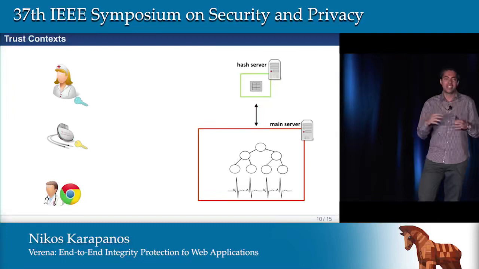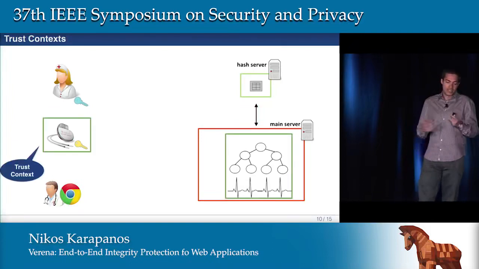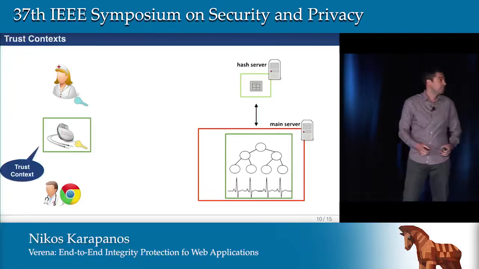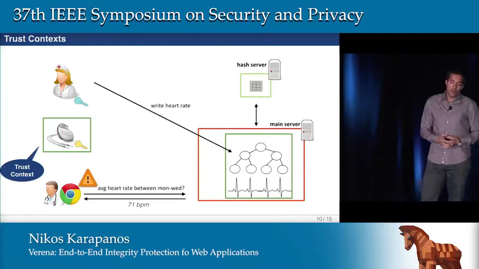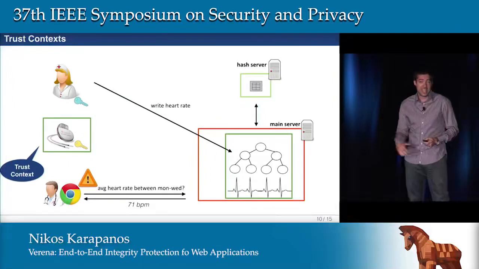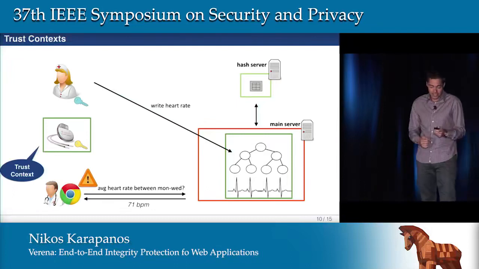It's a group of entities that are allowed to manipulate the data that affect some query that we want to run. So in our case, it's clear that the trust context for this data, for this heart rate of this patient, is the pacemaker. And now, if we have a nurse that tries to update this data, and the server is malicious, it might as well allow it.